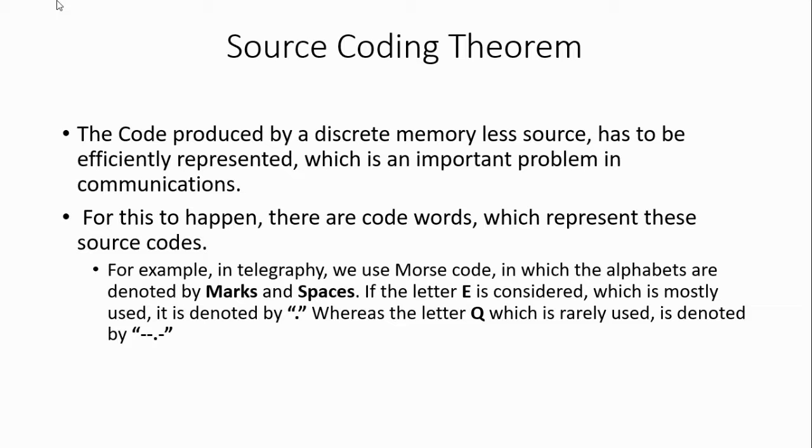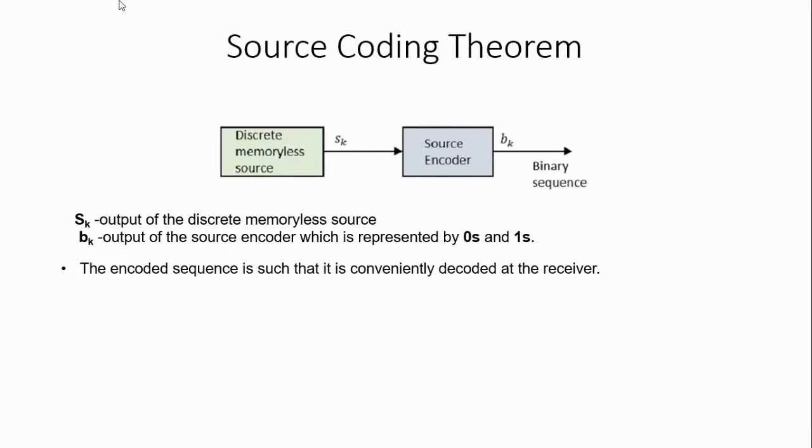Source coding theorem. The output produced by a discrete memoryless source must be efficiently represented. This is an important problem in communication. For example, in telegraphy, we use Morse code. The alphabets are denoted by mark and space. Here, the letter E, which is mostly used, is denoted by a dot. The letter Q, which is rarely used, is denoted by dash dash dot dash. This is the source coding theorem.